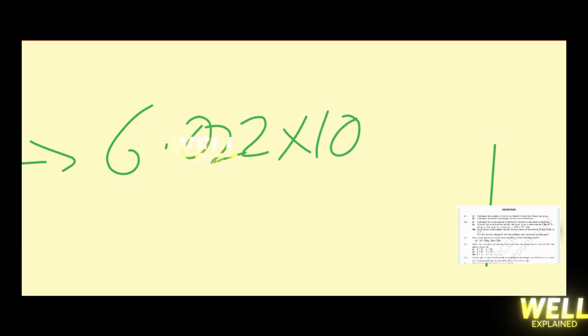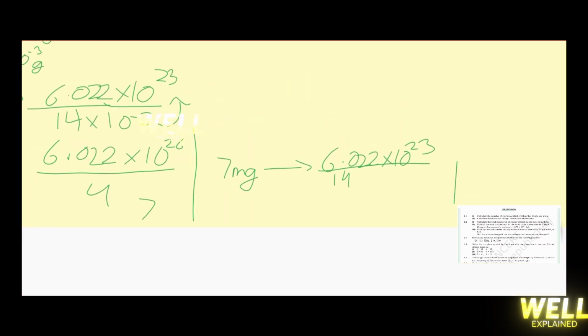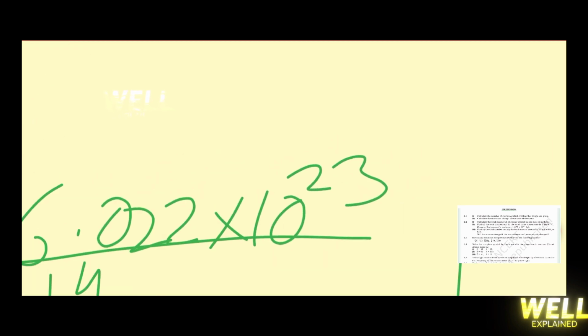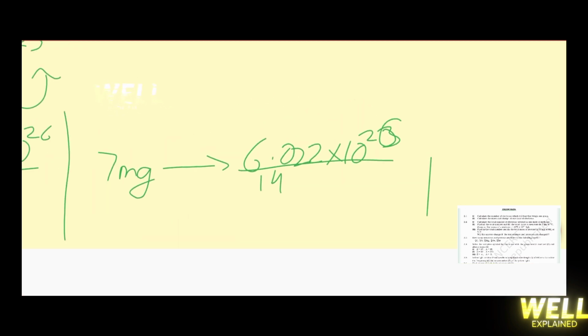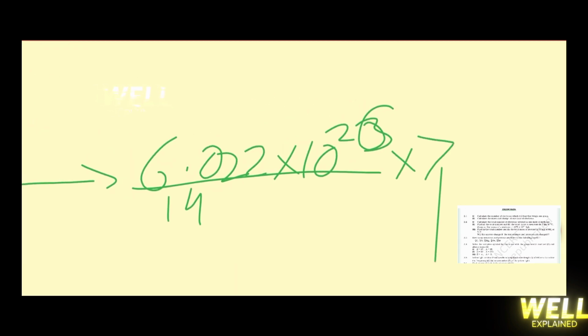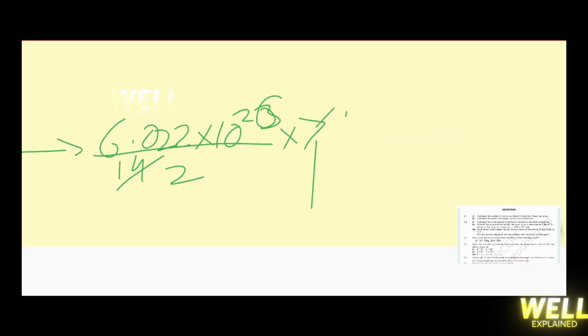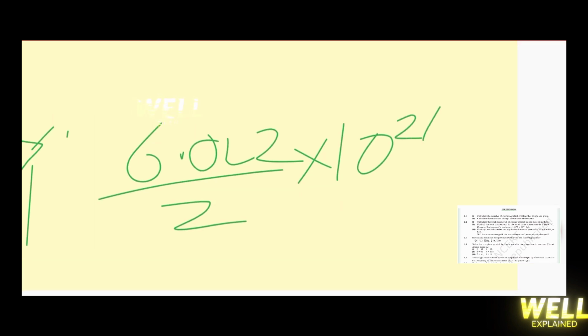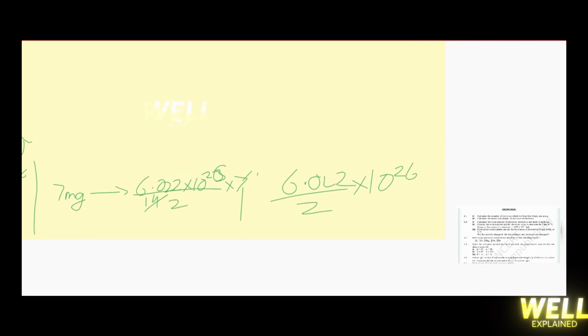6.022 into 10 to the power 23 divided by 14. No, it was not 23, it was 26, into 7, and we will have 2 in the denominator. 6.022 divided by 2 into 10 to the power 26. Yes, that's what we are left with.